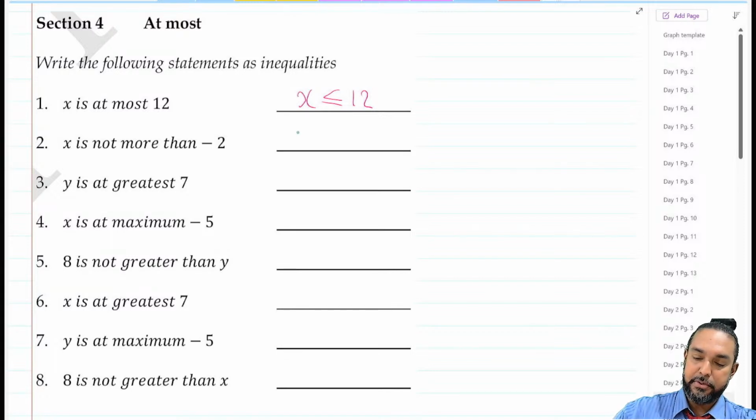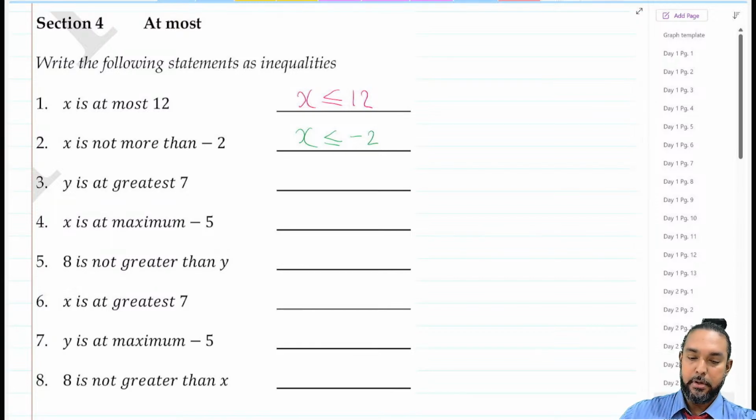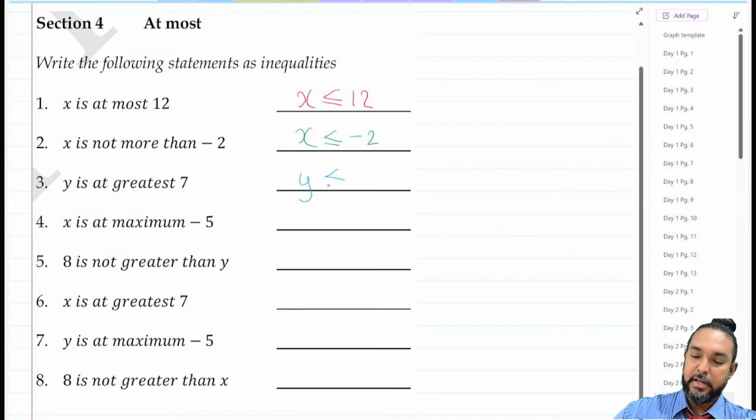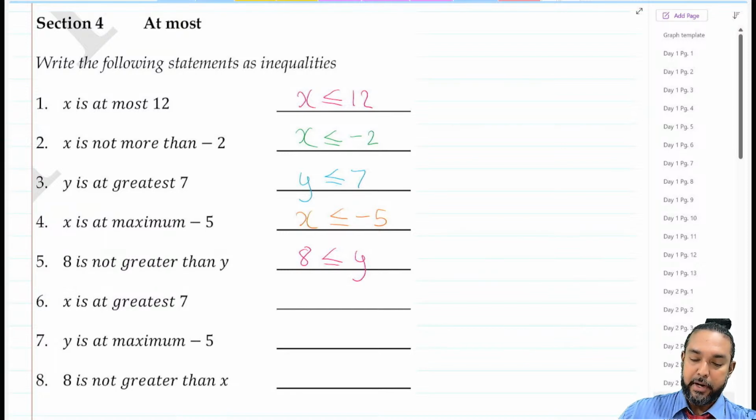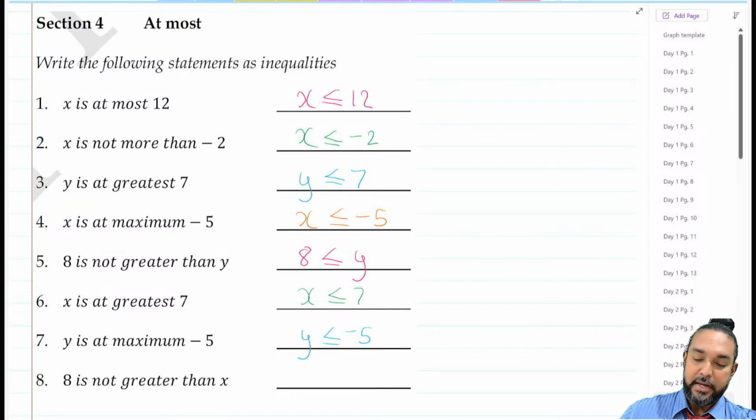So x is not more than -2. Not more than means it's less than or equal to -2. Y is at greatest 7, less than or equal to 7. All right. X is at maximum -5, so it's less than or equal to -5. 8 is not greater than y, so it could be less than or equal to y, but not greater than. X is at greatest 7, so x could be 7 or it could be less than 7. Y is at maximum -5, so maximum means it could be less than or equal to -5. And 8 is not greater than x, but it could be less than or equal to x.